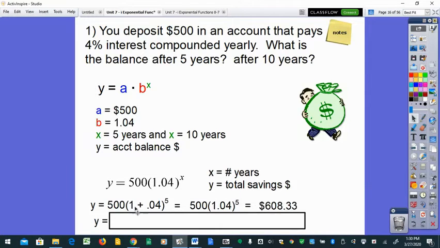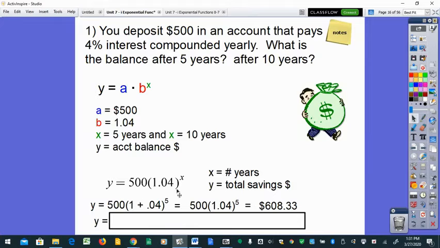Just kind of showing you where that 1.04 comes from. The book likes to do this a lot, so I just want you to understand where it came from. And then I go to my calculator, 500 times 1.04 raised to the fifth, and you should see about $608.33. Again, rounding to money would be rounding to the hundredth. Put my dollar sign in.